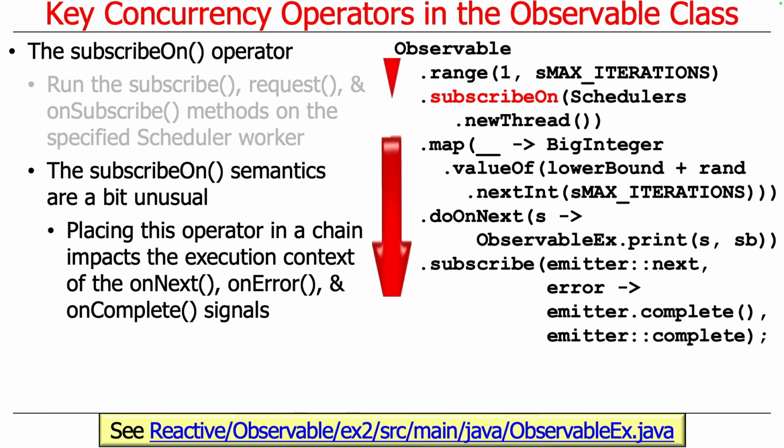What this particular example is doing is it's going to generate a series of values from 1 to S max iterations. Let's say that's 100, just to make it concrete. And it's going to subscribe those operations to run in a new background thread. And it's going to go ahead and do some manipulations where it's going to convert them into a big integer. Don't worry about the details of that. And then we're going to go ahead and print the results, and then we're going to emit it.